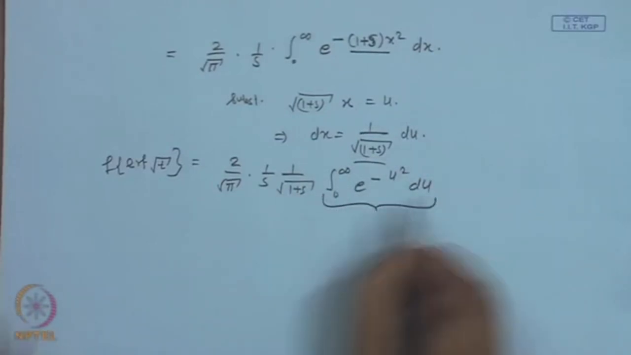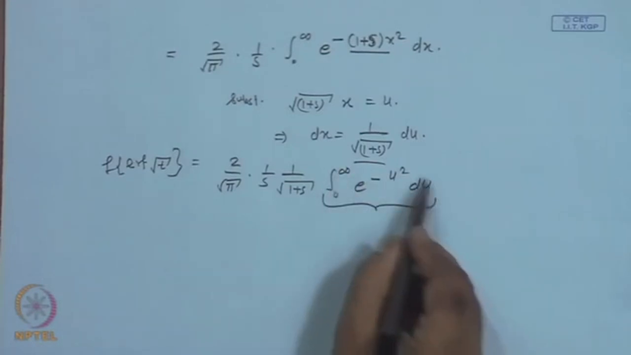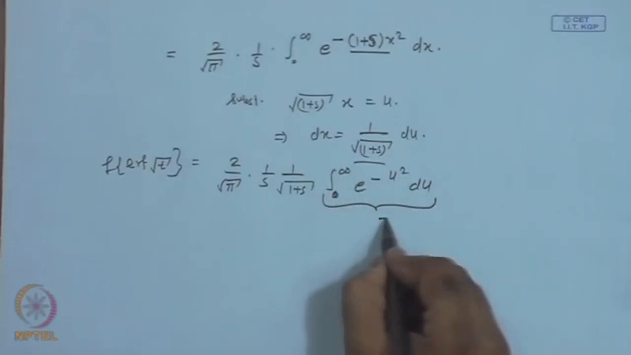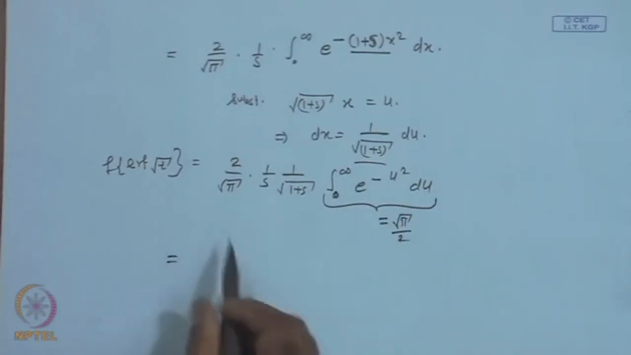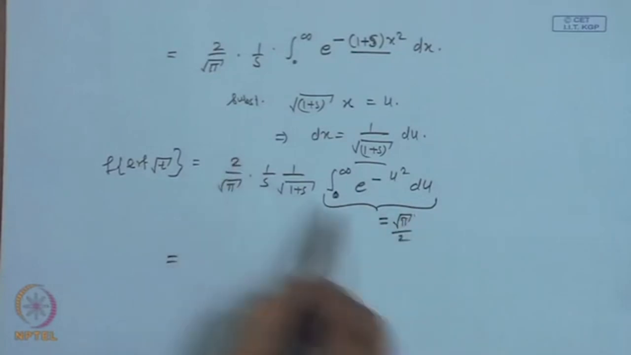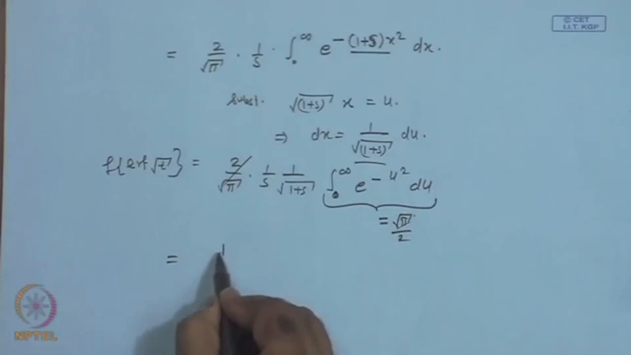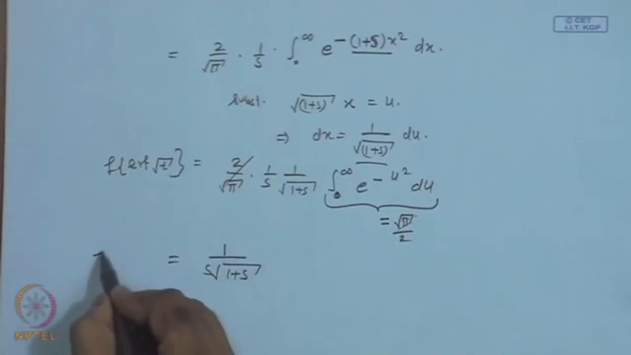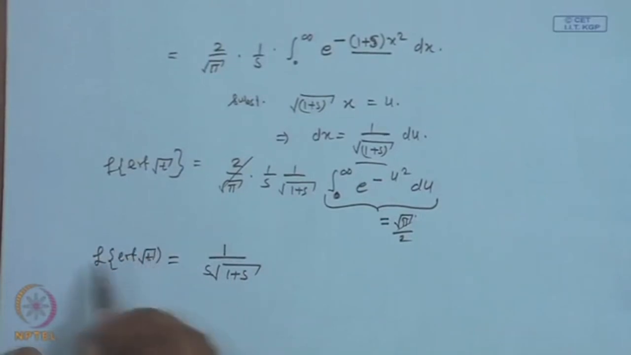Now this integral is a well known Gaussian integral, and if the limits are minus infinity to plus infinity the value is square root pi, but here we have the half range 0 to infinity, so the value of this integral is square root pi by 2. So this square root pi by 2 will be cancelled with this, and what we will get is 1 over s times square root 1 plus s. This is the Laplace transform of error function of square root t.